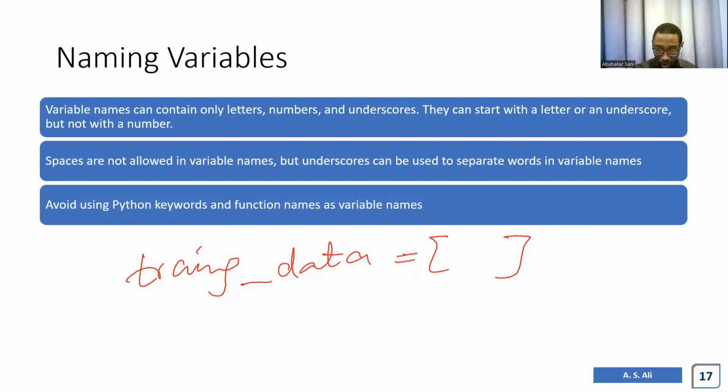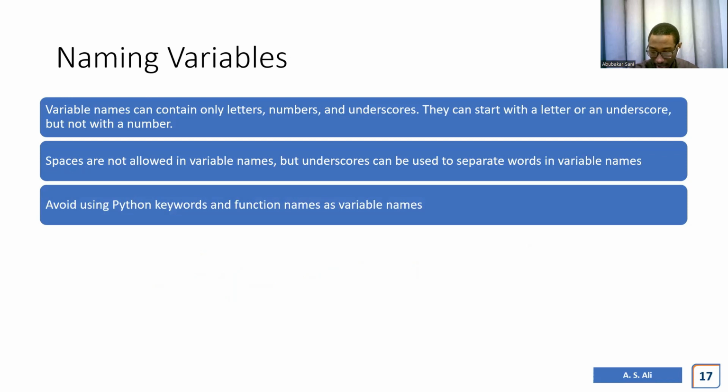Avoid using Python keywords. So you can't name a variable with, let's say, print, the one we used earlier. So print is a Python keyword. It's a statement. Don't use print. You also shouldn't use for or while. Okay, avoid them, and so many other keywords. Avoid those keywords.